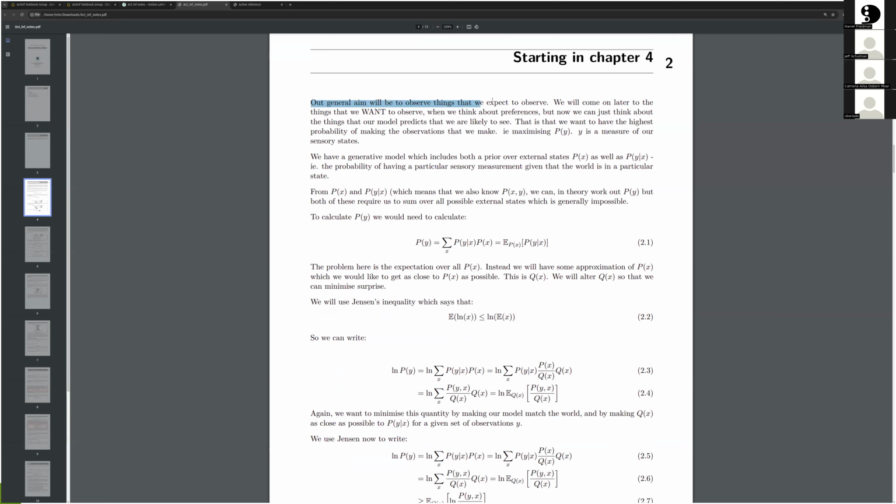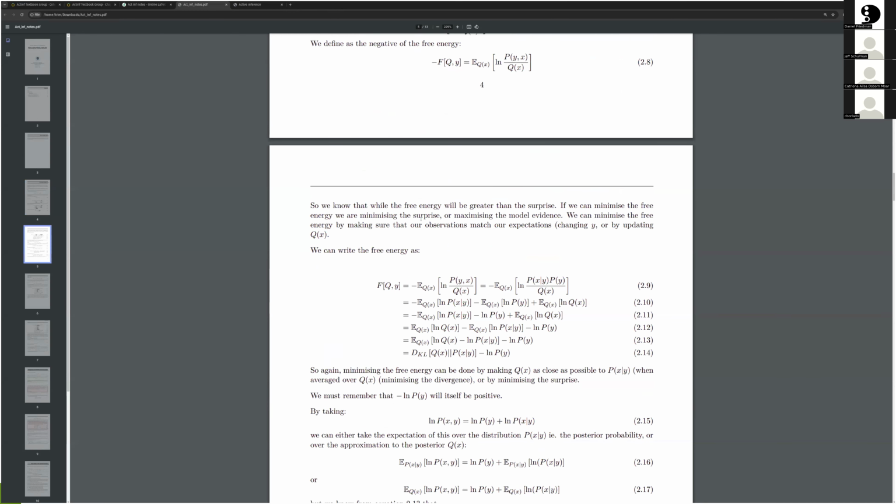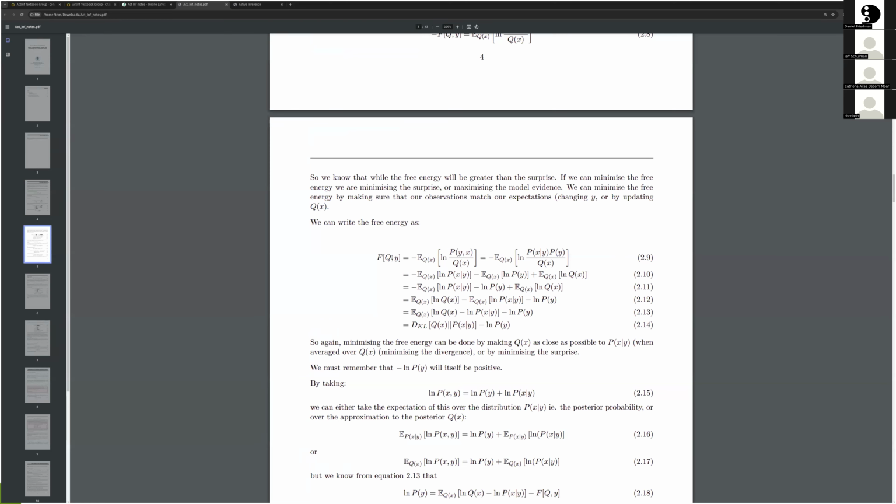Our general aim will be to observe things that we expect to observe. We will come on later to the things that we want to observe when we think about preferences. But for now, we can just think about the things that our model predicts that we are likely to see. Here's the part with Jensen's inequality. So exact Bayes, 2.1, just like in the book. Jensen's inequality. This is going into more lines of detail from what is in the book. This gives some lines to follow.